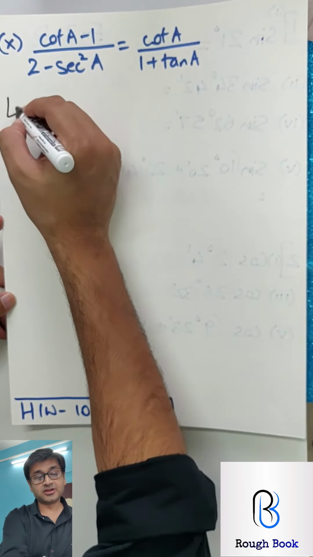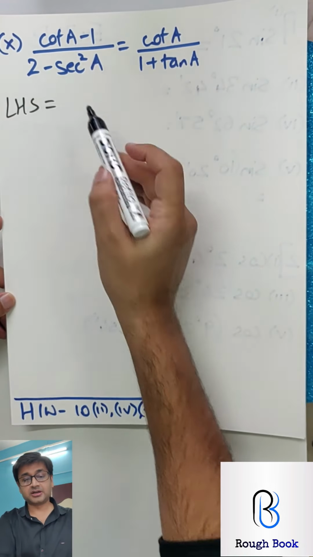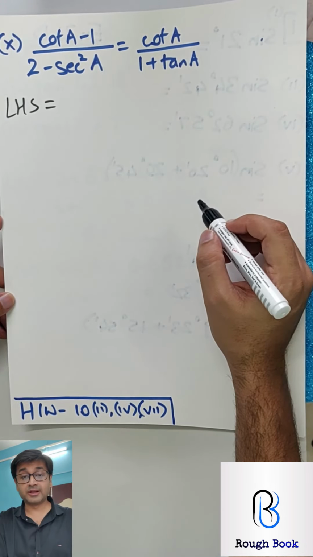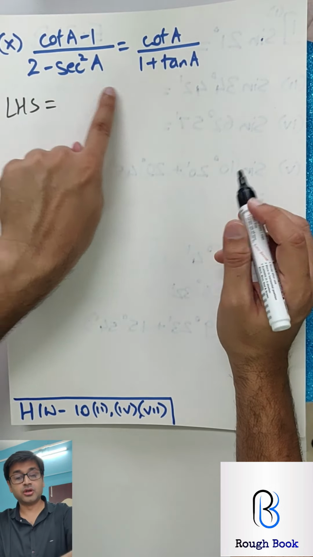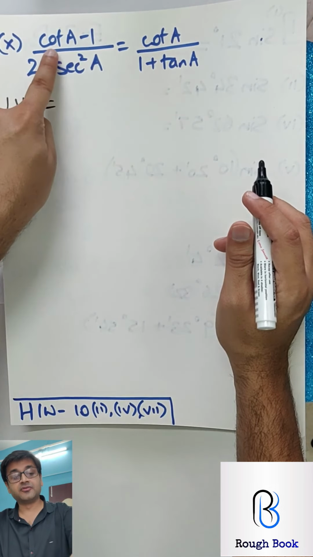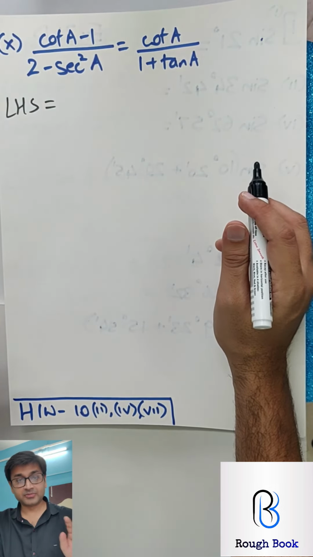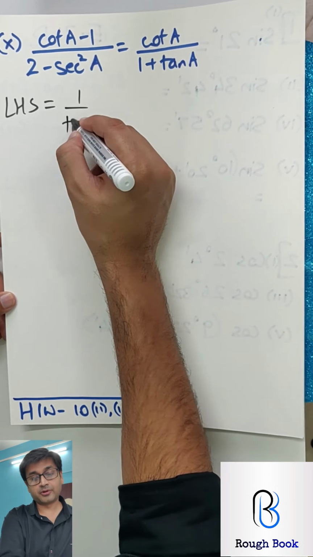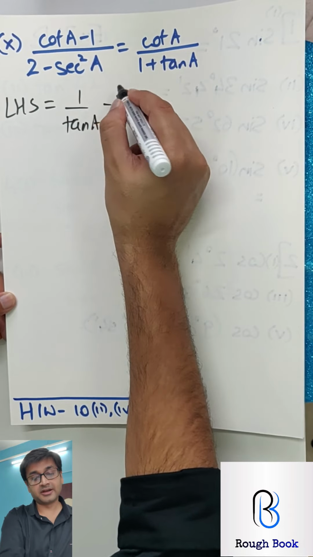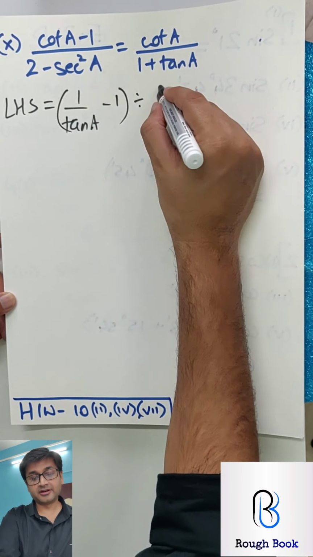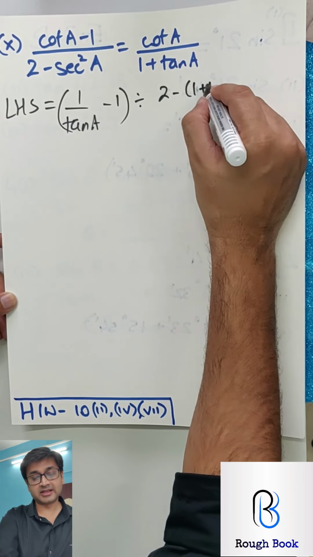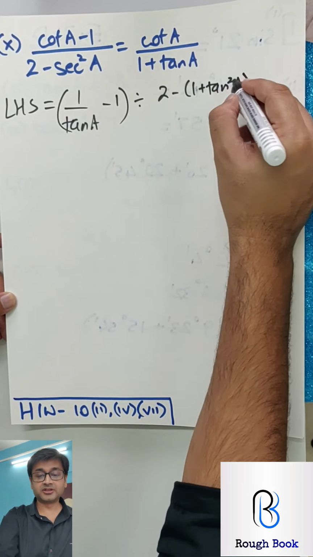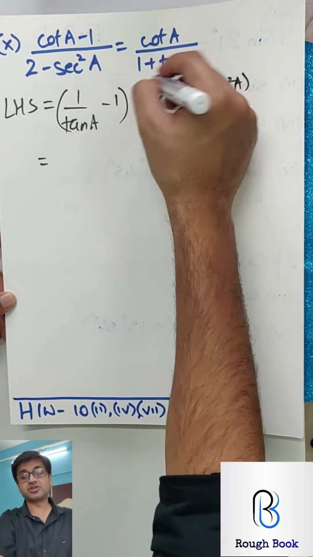So start with the LHS. When you start, convert this sec square as 1 plus tan square. So it connects with this. And convert this cot as 1 upon tan. That will help you to probably ease this question. So 1 upon tan A minus 1 in one bracket divided by 2 minus 1 plus tan square. Now take this forward. It should help you to reach somewhere here.